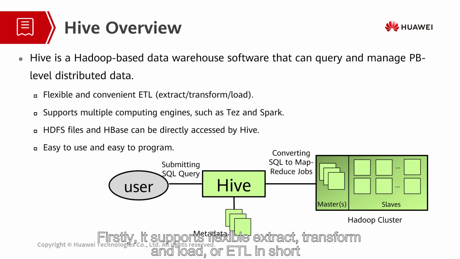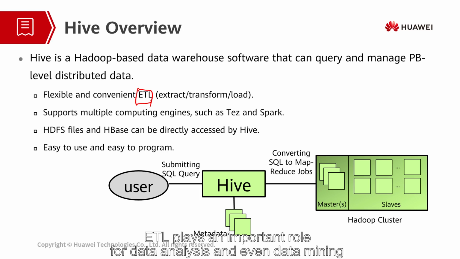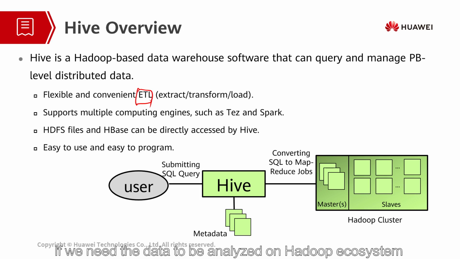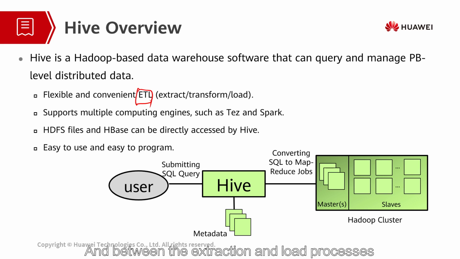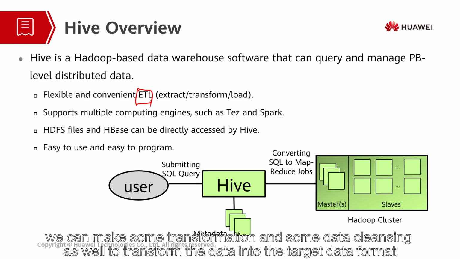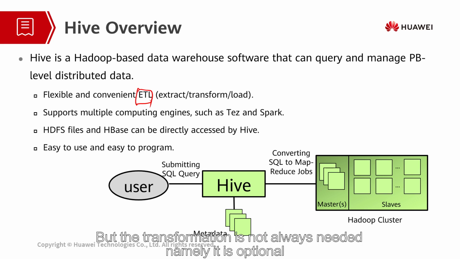Firstly, it supports flexible extract, transform, and load, or ETL in short. ETL plays an important role in data analysis and even data mining. If we need the data to be analyzed on the Hadoop ecosystem, we need a unified data format, and we need to extract all the data from their sources and load them into Hadoop clusters, right? Between the extraction and the load processes, we can make some transformation and some data cleansing as well, to transform the data into the target data format. But the transformation is not always needed, namely, it is optional.